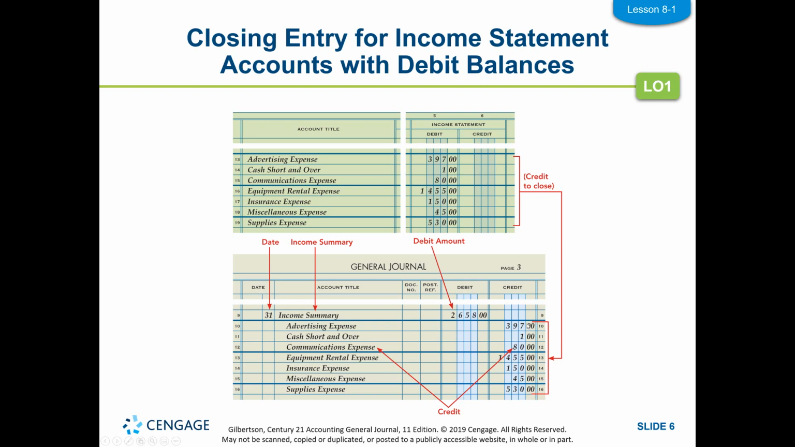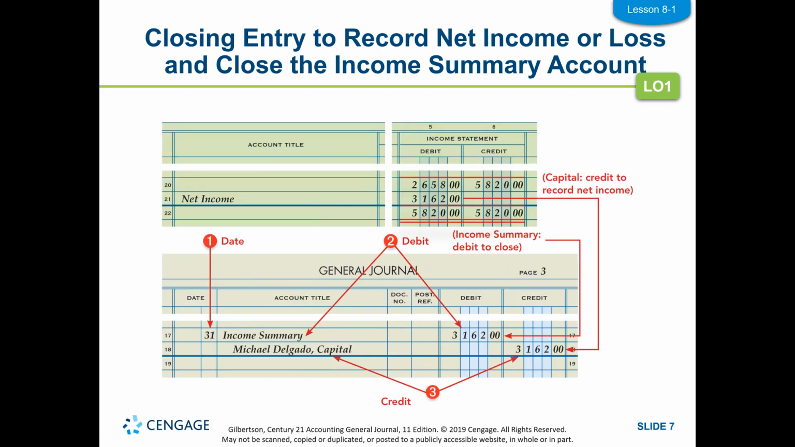So what I do is directly below my closing entry for my revenue account, I close my expenses. But I need to credit my expenses, and I'm going to debit income summary. I don't know this amount until I have all of these listed and I add them up. So when we work together, you'll see how I determine that.